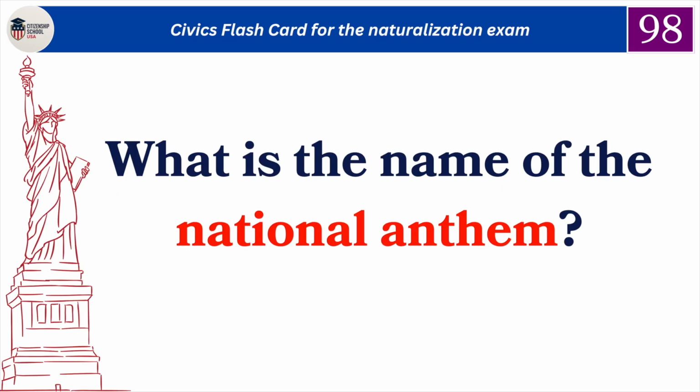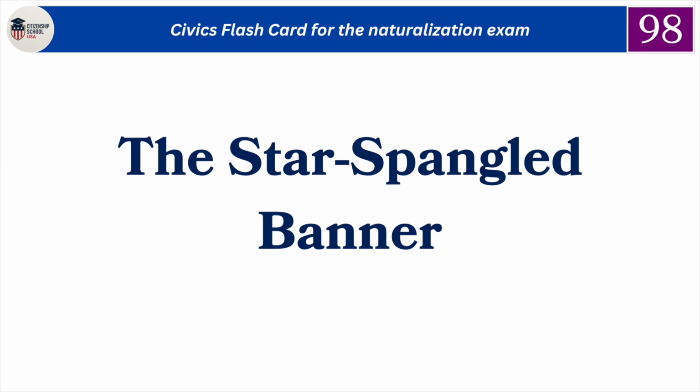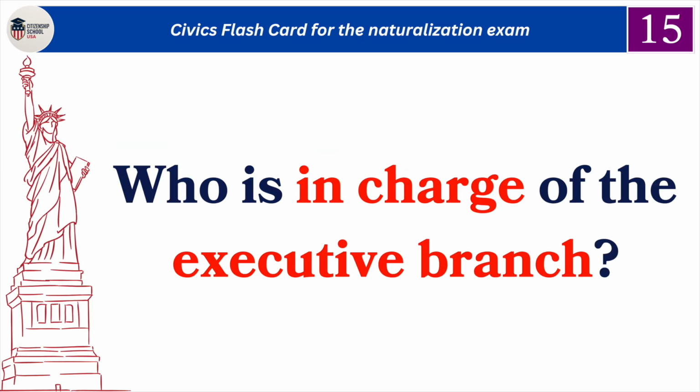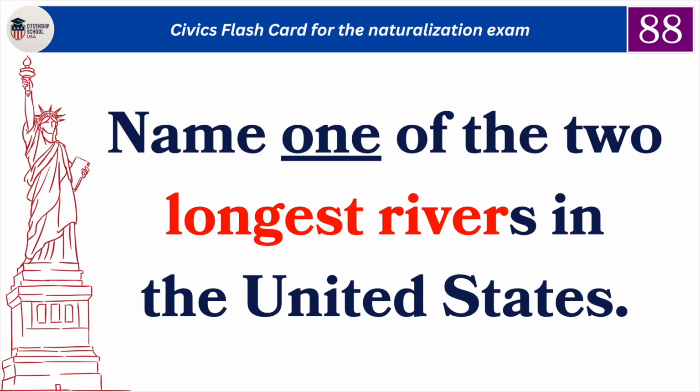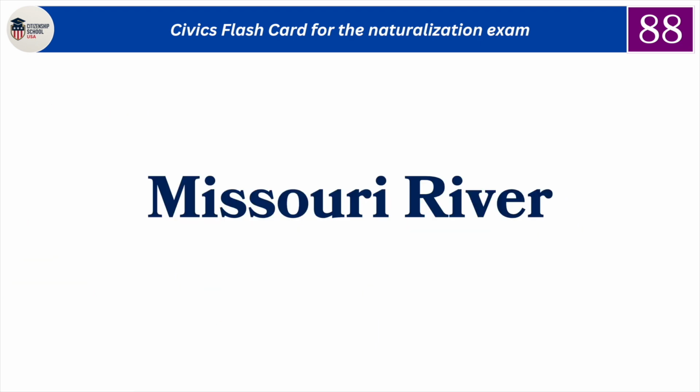What is the name of the national anthem? The Star-Spangled Banner. Who is in charge of the executive branch? The President. Name 1 of the 2 longest rivers in the United States. Missouri River.